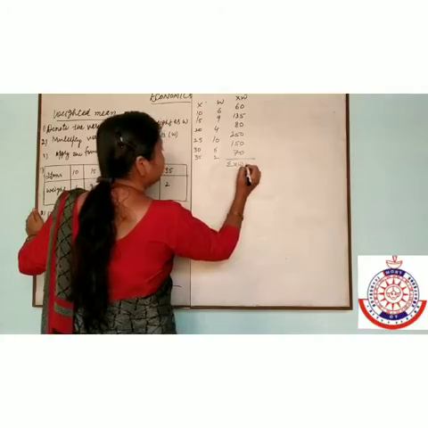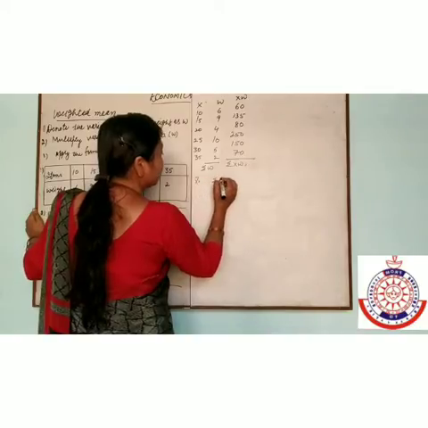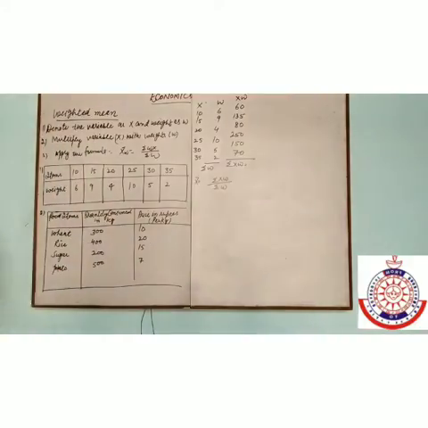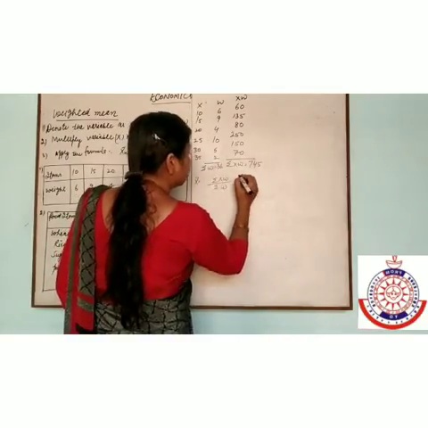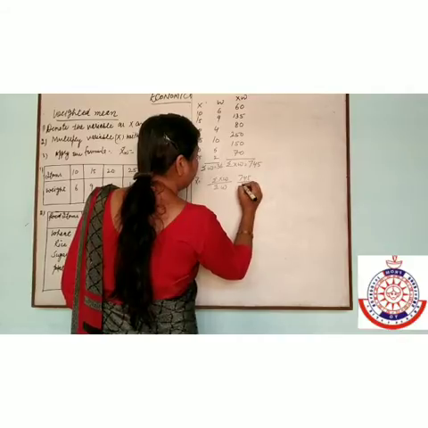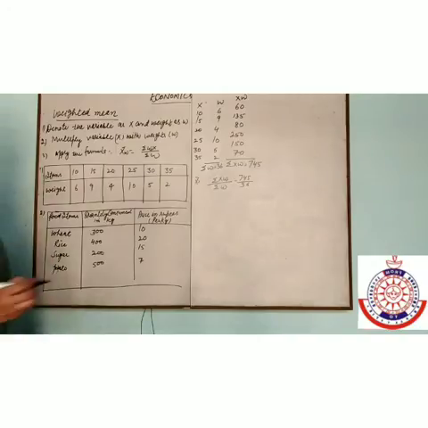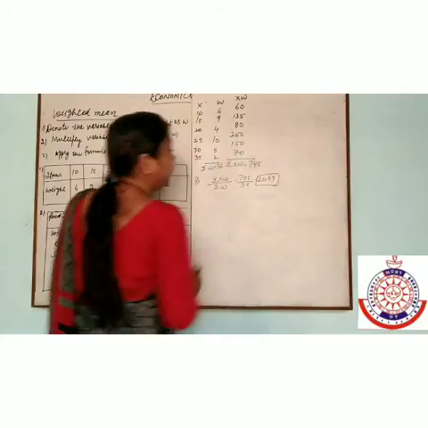Then summation of xw and summation of w, because in the formula we are using summation of xw divided by summation of w. The sums are 745 and 36. This is equal to 745 and this is equal to 36. Then 745 divided by 36 is equal to 20.09, that is the weighted mean.